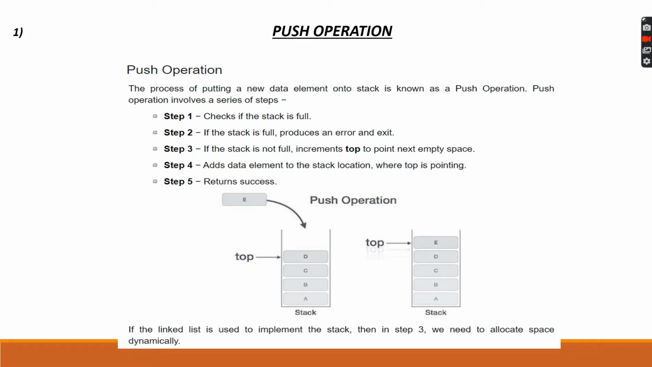Here you need to note one point: if a linked list is used to implement the stack, then in step 3, that is to increment the top, we need to allocate space dynamically. When we use a linked list for the stack, we need to allocate the memory required for storing that additional element ourselves. The program won't create memory for itself. We need to allocate the space dynamically.